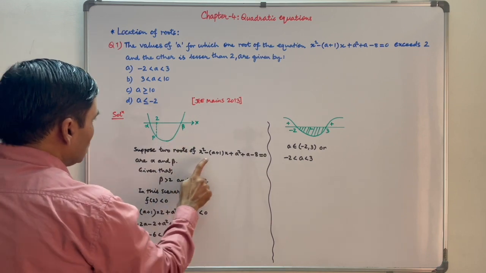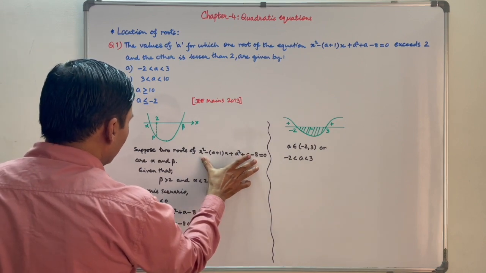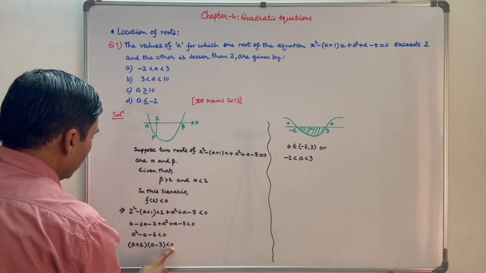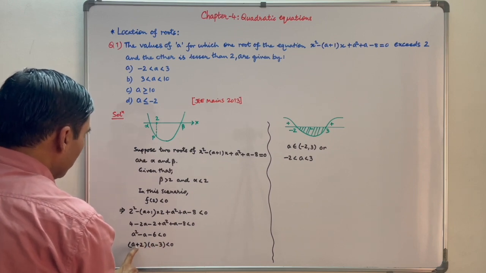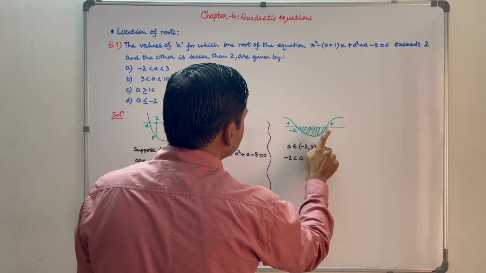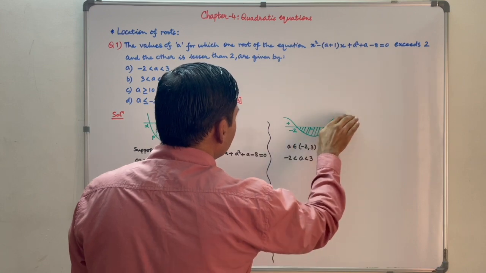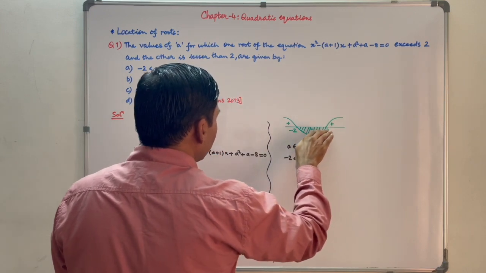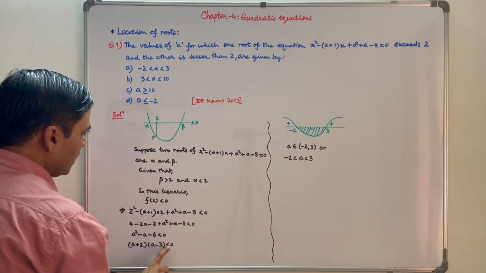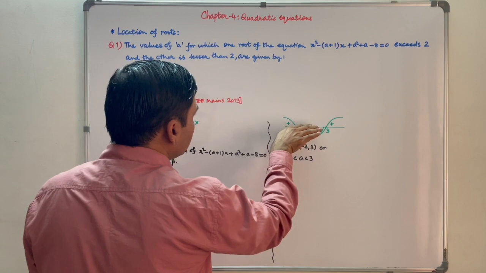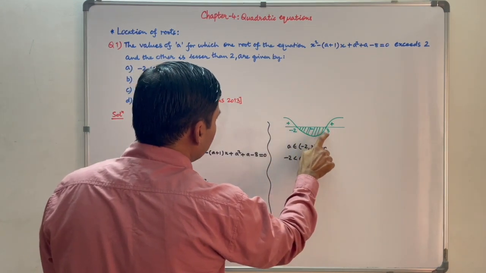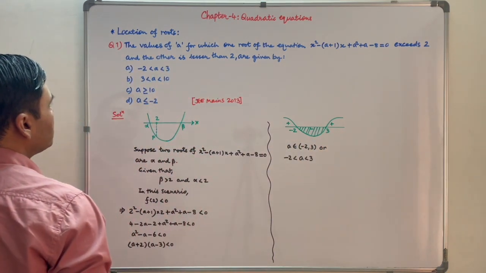Put x is equal to 2 in this expression to get f(2). So the inequality we get is (a plus 2) into (a minus 3) is less than 0. Critical points are minus 2 and plus 3. Draw a number line and mark points 3 and minus 2. Draw a wavy curve starting from top right and passing through 3 and minus 2. Inequality is less than 0, so we need to consider the zone below the number line. So a lies between minus 2 to plus 3. So the correct option is option A.